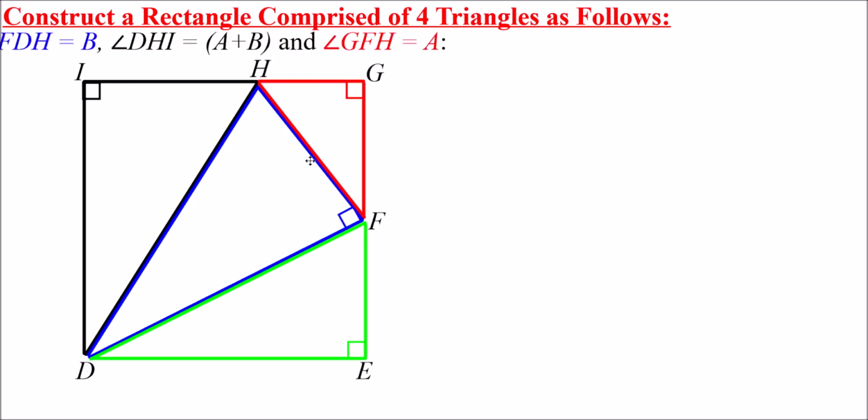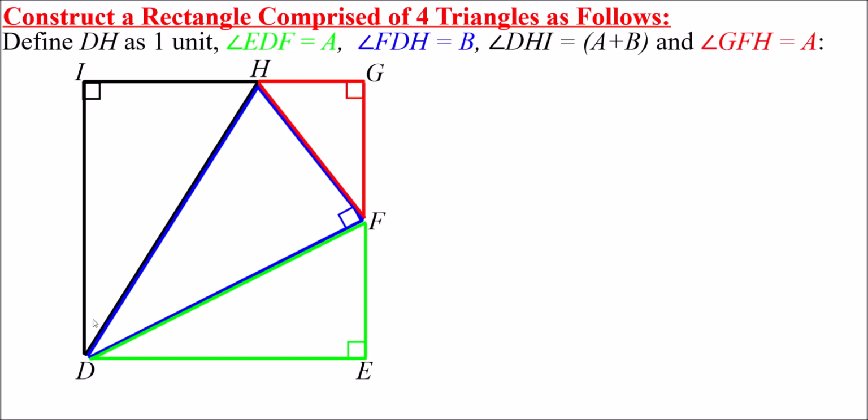Next, what we're going to do is take these corners, these angles, and make them slightly easier with some labelling. We're going to define this length DH as 1 unit. Angle EDF here is going to be called angle A. Angle FDH in the blue one here we're going to call angle B. DHI in the black triangle at the top we're going to call A plus B, and the red one, angle GFH here, is also going to be called angle A. So we just need to add these on like so with the labelling.